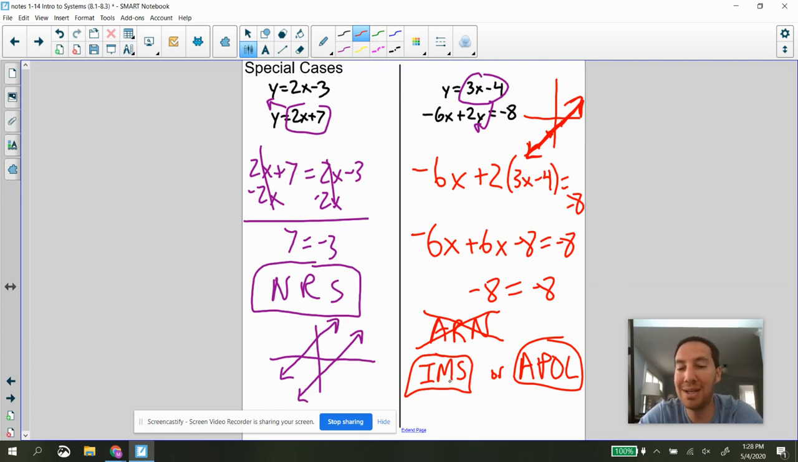So infinitely many solutions, any point on the line, or you can just write a note, say, Mr. Spooner, these are actually the exact same line, and I'll know what you're talking about. But we can't just write any real number.